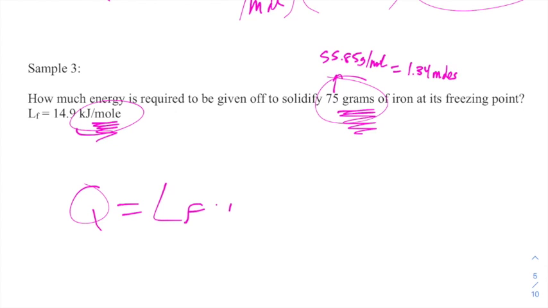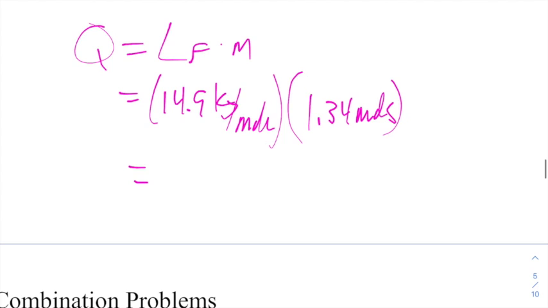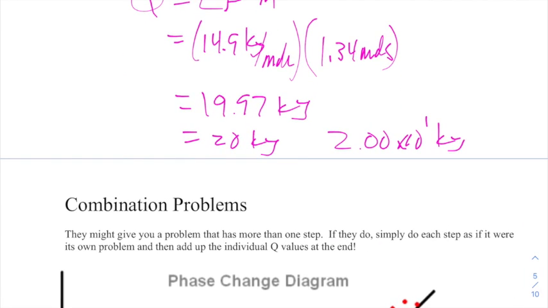So the Q here is going to be L of F times M. Your L of F is going to be 14.9 kilojoules per mole, and then I'm going to have 1.34 moles over here. So 14.9 times 1.34 gets me about 19.97 kilojoules, or 20 kilojoules. To 3 significant figures, that would be 2.00 times 10 to the first kilojoules. I wanted to get it to 3 significant figures.